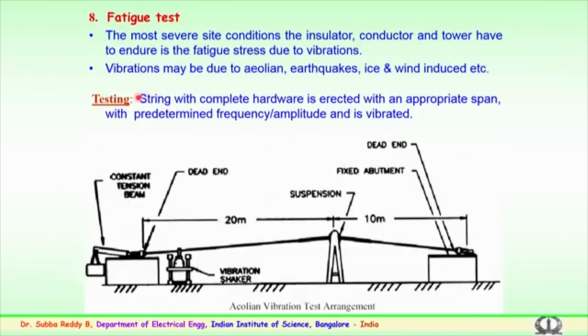Here the normal testing is carried out with complete hardware which is erected with an appropriate span as shown. A typical example is shown here with predetermined frequency and amplitude as per the standards, and it is vibrated for a known period of time. So, the span is given and the vibration frequency is defined, with all the necessary arrangements as per the field conditions, and it is made to oscillate for a known period of time and its performance is monitored.